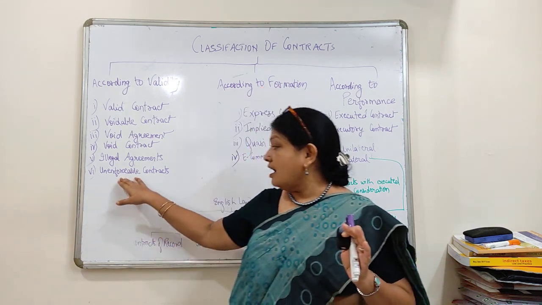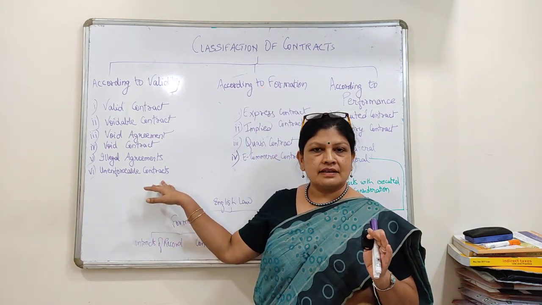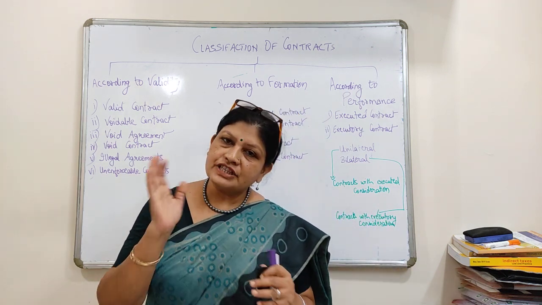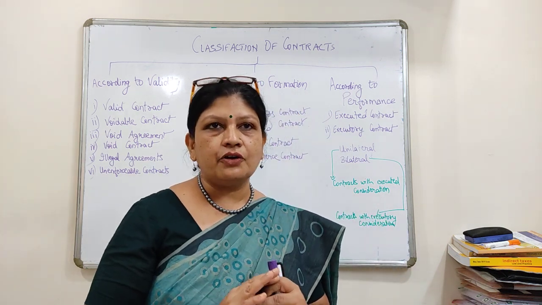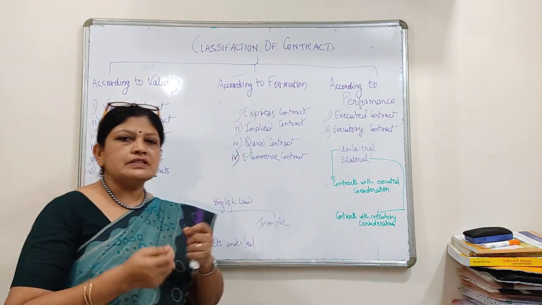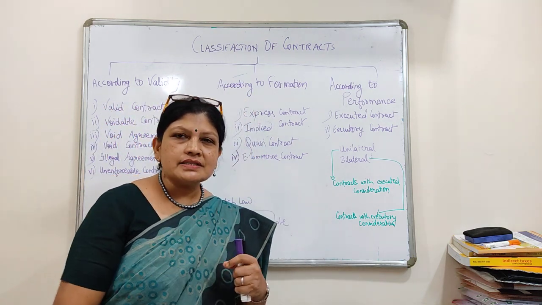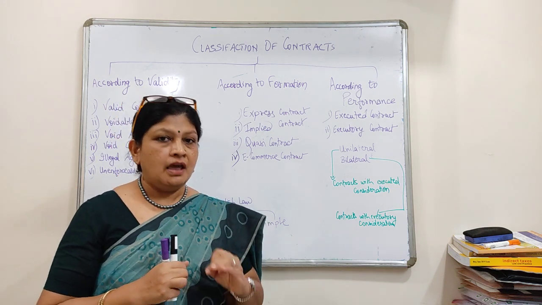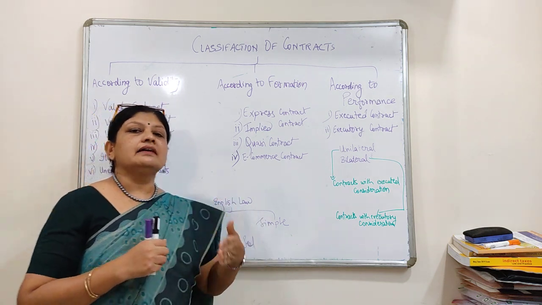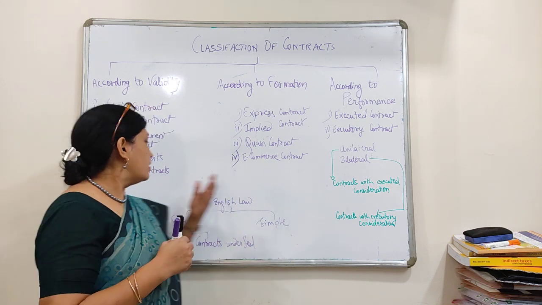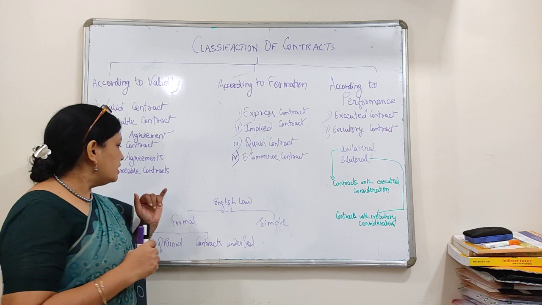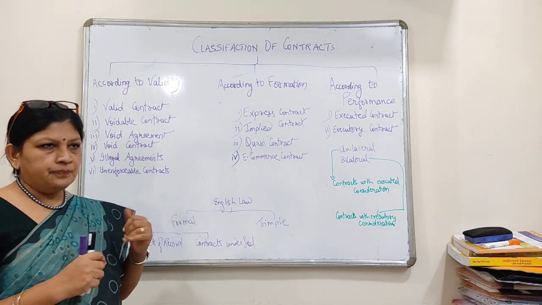The last is unenforceable contracts. Unenforceable contracts are the contracts which have all the 9 essentials of valid contract, but due to some technicality or some technical lacuna, the contract is not enforceable. But the moment that technical lacuna is overcome, the contract becomes enforceable. Such a contract is known as unenforceable contract.